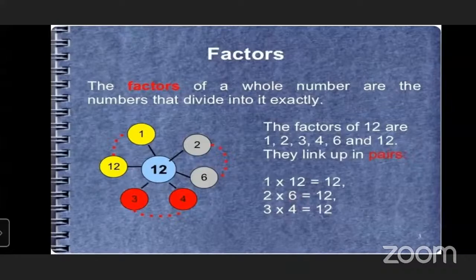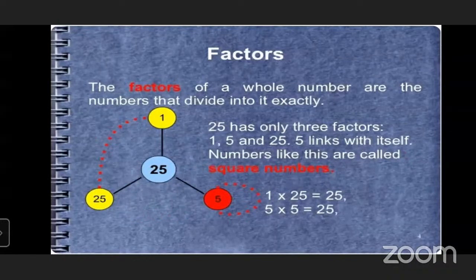Those numbers that multiply with each other and make the particular number are known as factors. The factors of a whole number are the numbers that divide into it exactly, giving an exact number. It doesn't have any remainder. Now, 25 has only three factors. First is 1, second is 5, and third is 25.